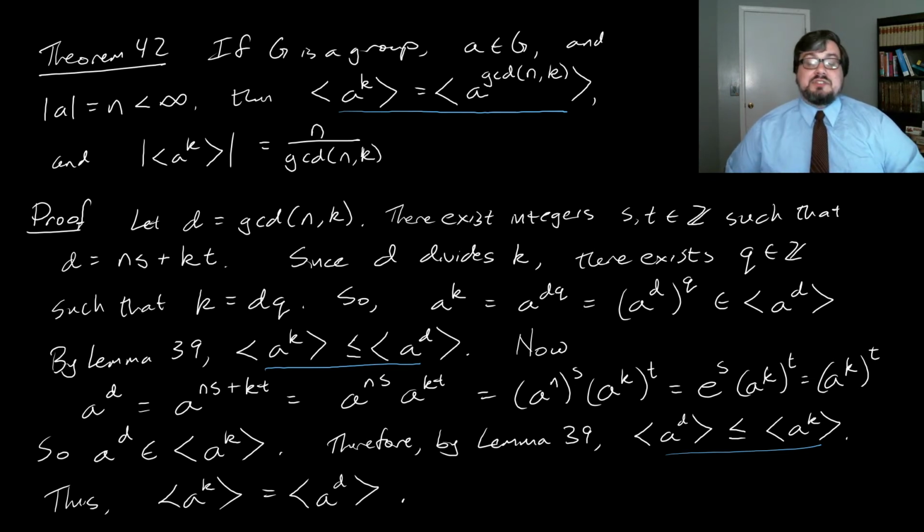So that gives us the first part of the story. First part of the story says that we can use the greatest common divisor of the order and the number k in order to give ourselves a generator of our group, of our cyclic subgroup. So the next step is figuring out what the order is of the cyclic subgroup generated by k.